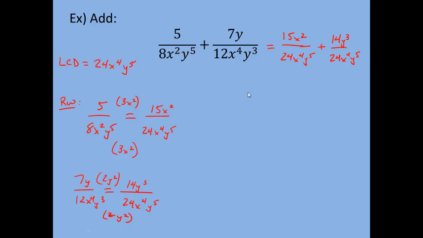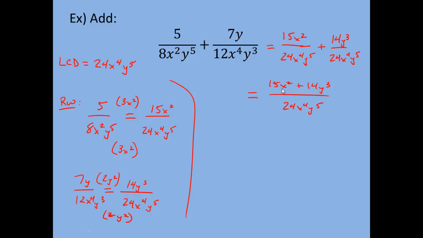And now remember, you add or subtract the same way you normally would for fractions, which means straight through the numerator. So we have 15x squared plus 14y to the 3rd. They are not like terms, so you can't combine them. And it's all over the denominator of 24x to the 4th y to the 5th.